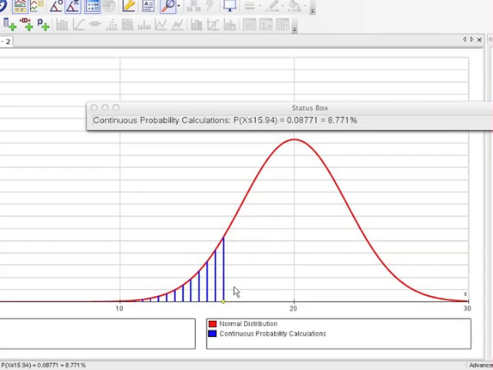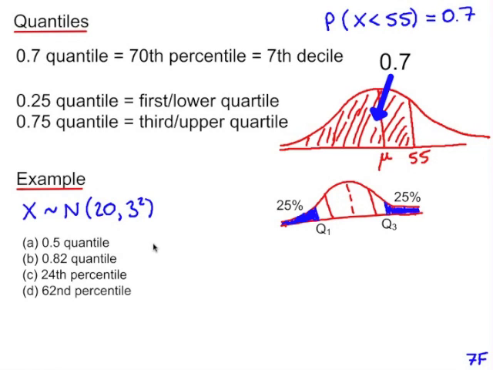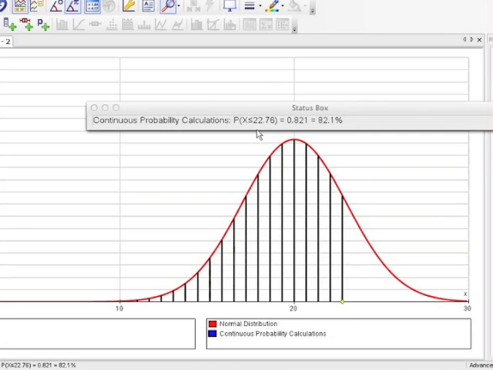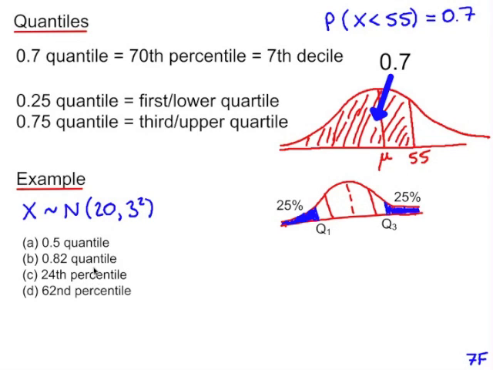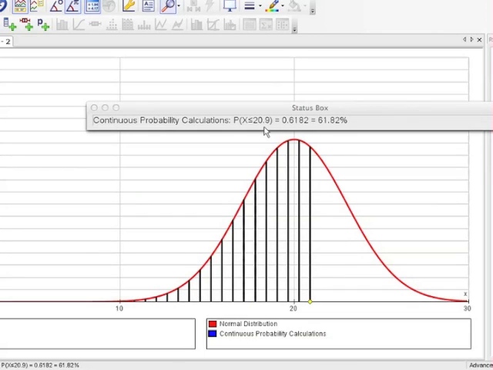So the first question was asking for the 0.5 quantile, and it should come as no surprise that the 0.5 quantile is 20, because in a normal distribution we have the symmetry whereby the mean is equal to the median. The 0.5 quantile is the median. Now I can vary that graph to look at the 0.82 quantile, which is around 22.76, and I can also check those percentiles, the 24th and the 62nd, around 17.88 and around 20.9.